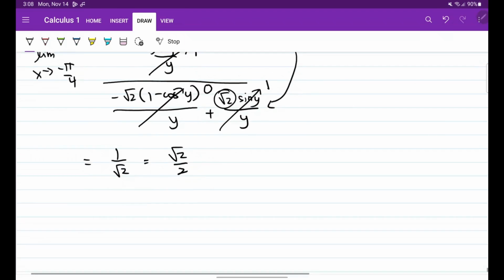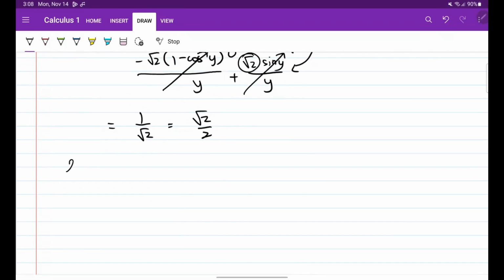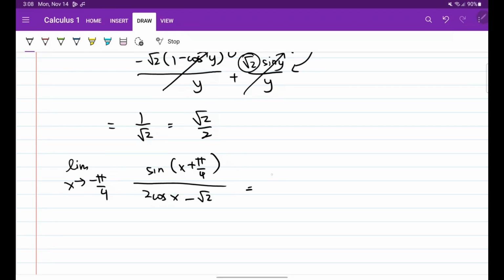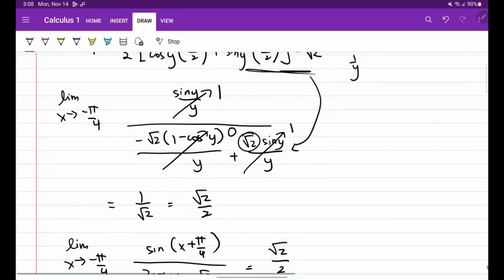Okay? So, yung whole natin na limit, so limit as x approaches negative pi over 4 ng sin x plus pi over 4 all over 2 cosine x minus square root of 2 is just equal to square root of 2 over 2. Okay? So, ginamit natin yung idea na sine of f(x) over f of x is equal to 1 and yung 1 minus cosine f of x all over f of x is equal to 0.